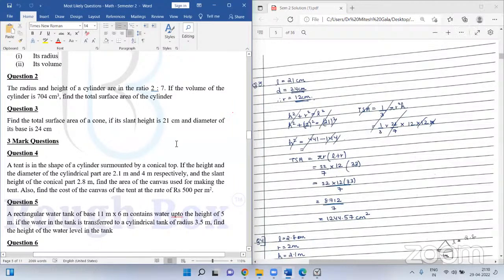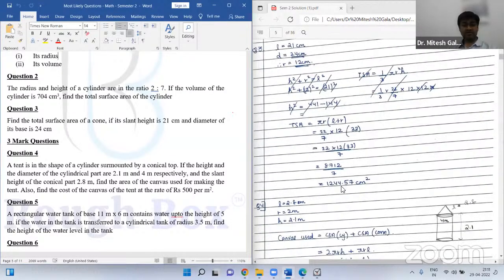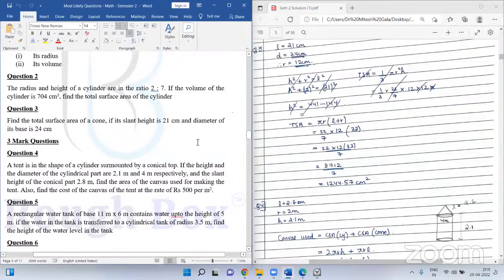The slant height is given and the radius is given. Correct. So directly you will get pi r (L plus r). Substitute, it should be 1244.57. Anyone same? Yes, sir, same. Very good.